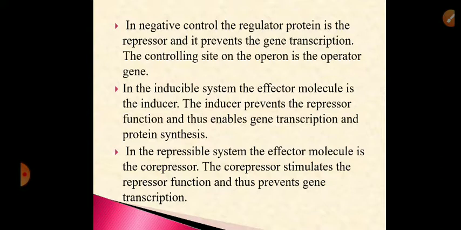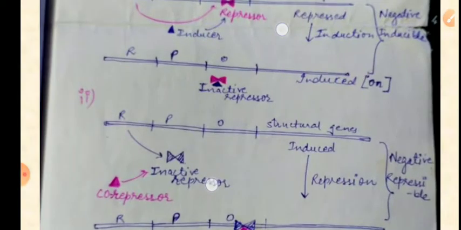Okay. So in the inducible system, the effector molecule is the inducer, which allows expression of the operon. In the repressible system, the effector molecule is a co-repressor, which prevents gene expression. That means it prevents enzyme synthesis. So in both cases, the operon is under negative control.